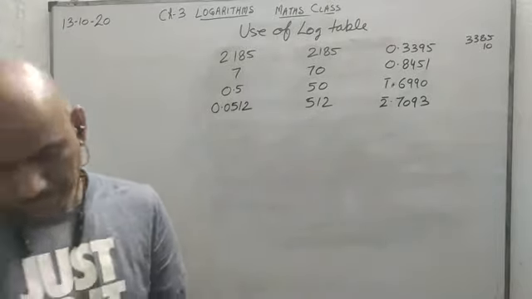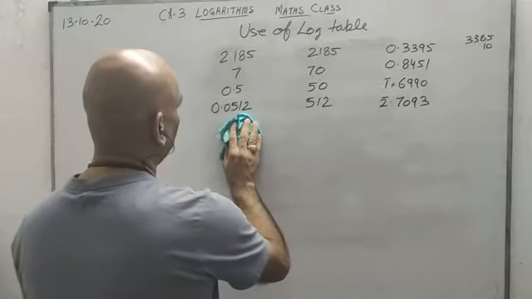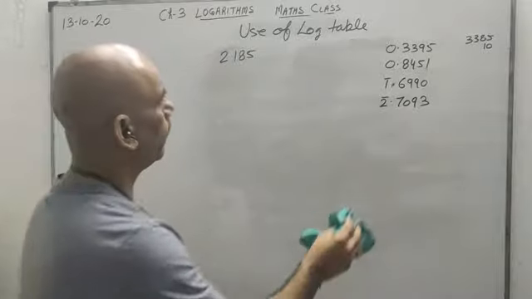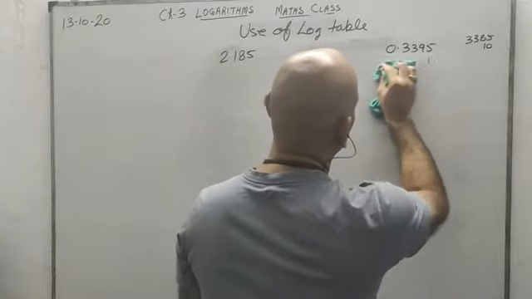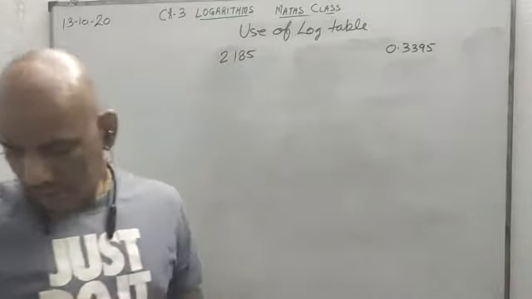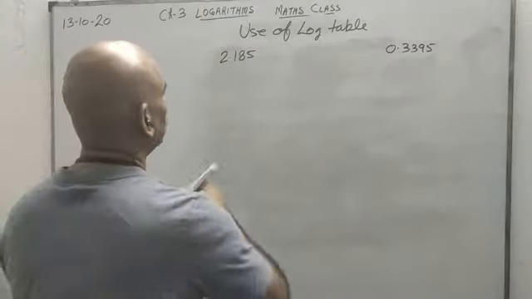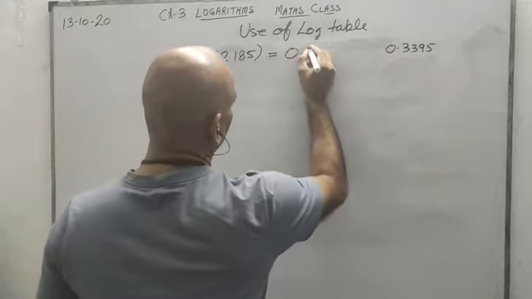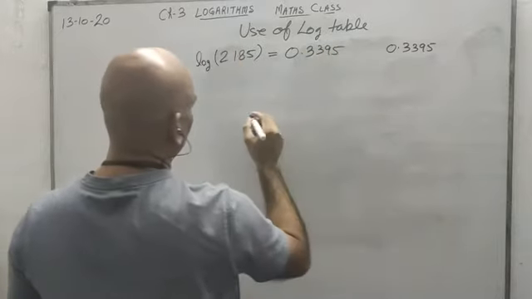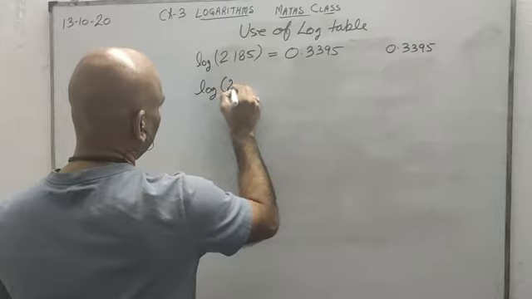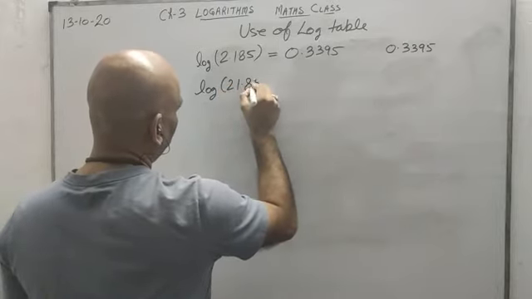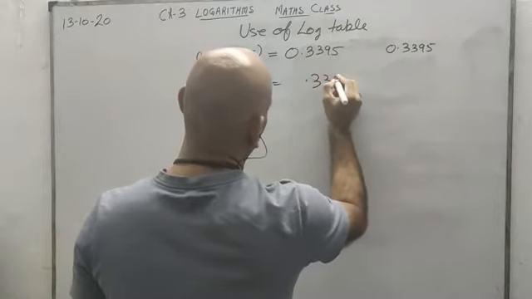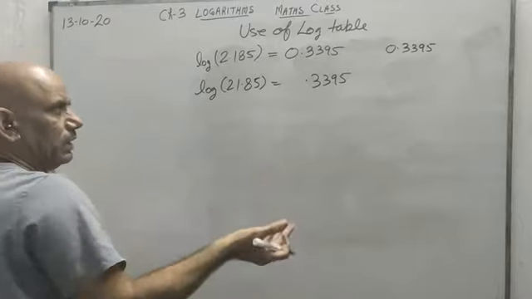Let me tell you one thing, that if we are having the value of log 2.185 as 0.3395, you will be surprised to know that the value of log 21.85 will also remain 3395. The only thing that changes will be the characteristic. Mantissa is going to remain same.